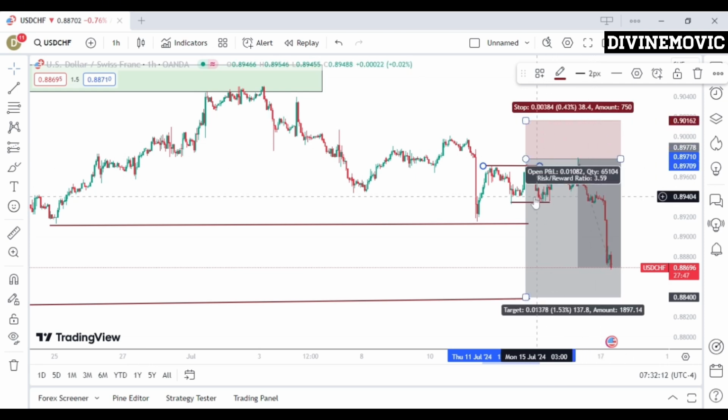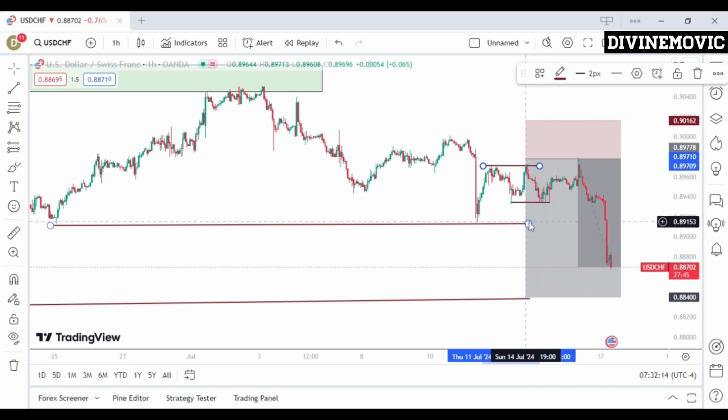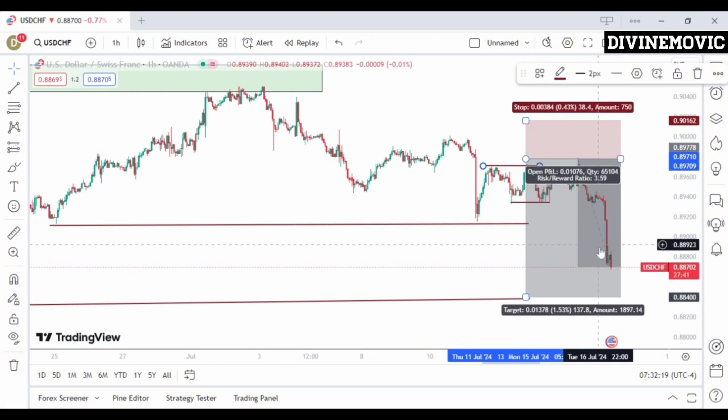So because price induced liquidity at this point and failed to take out this liquidity as well, I was confident that price was likely going to come back to the downside. And that was how I was able to hold this trade up to this point that it is at the moment.